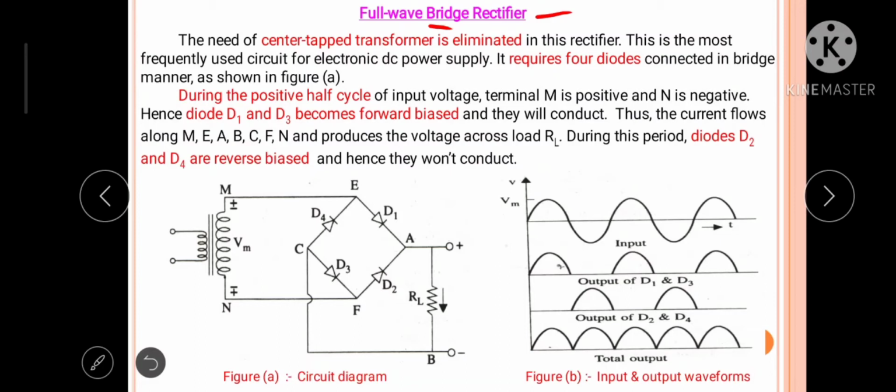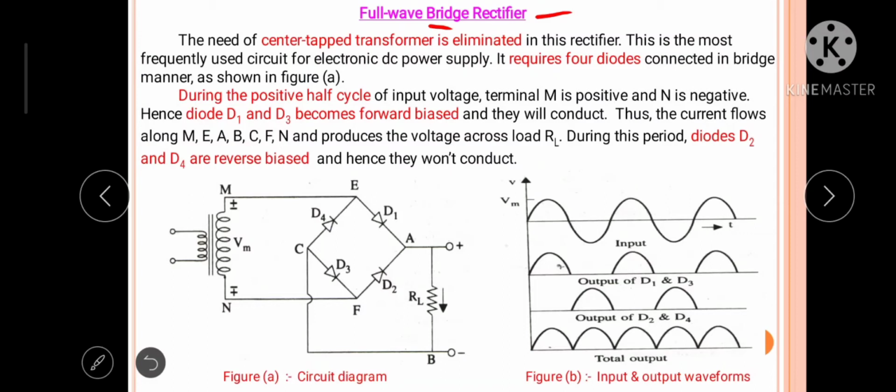In case of full wave bridge rectifier, the need of center tap transformer is eliminated, and this is the most frequently used circuit for electronic DC power supply. This bridge rectifier requires 4 diodes connected in bridge manner as shown in figure A. In figure B, the AC input supply is shown. These are current and voltage waveforms during each half cycle, and lastly this is net output DC voltage available across load RL. Now try to concentrate on figure A.